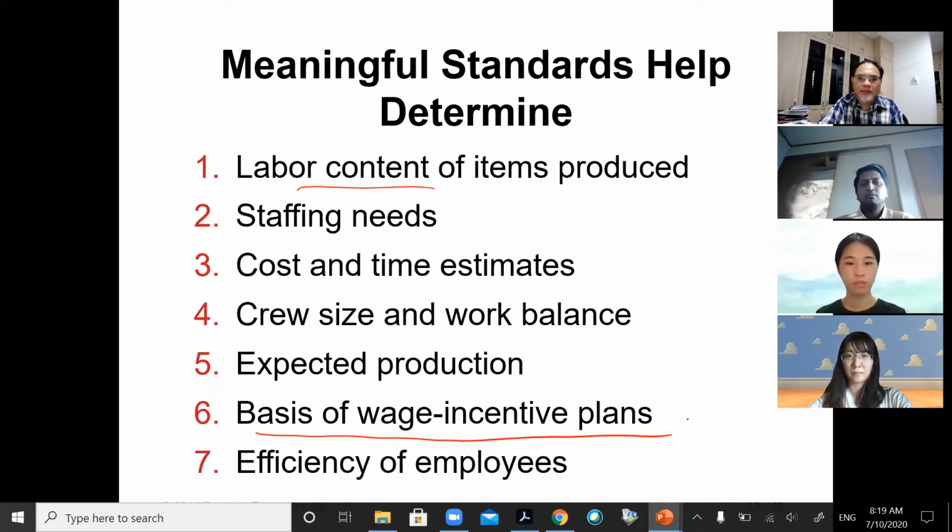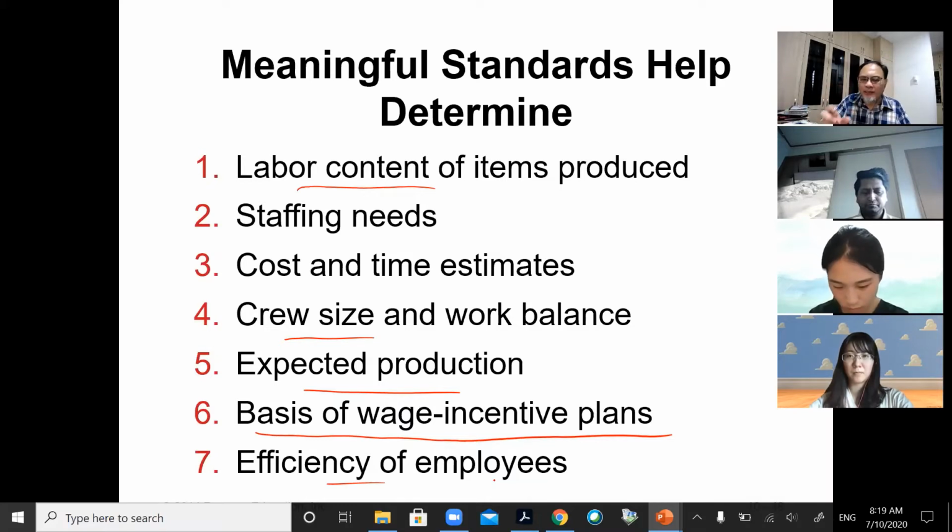And you know the job content, you know the staffing requirements, you can estimate the cost, you can estimate the crew size. Crew size means how many persons work on the production line, and you know the expected production as well as efficiency. So it is important to know the standard time. If you do not have the standard time, you will definitely not be able to determine how much to produce, or even promise customers how much you can deliver.